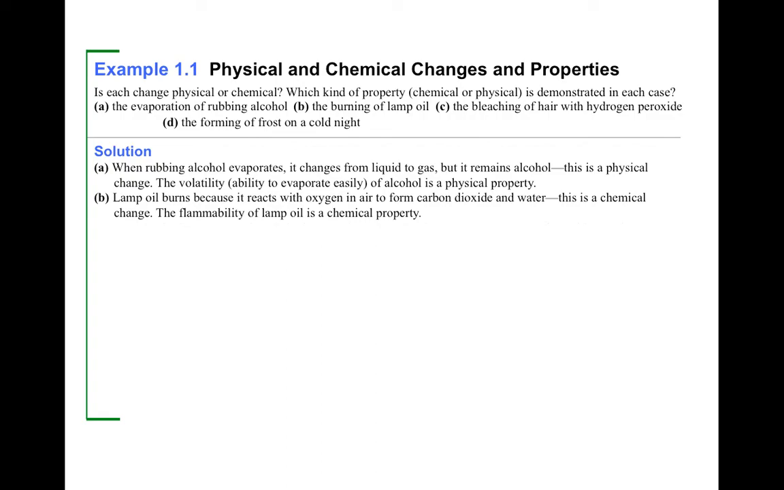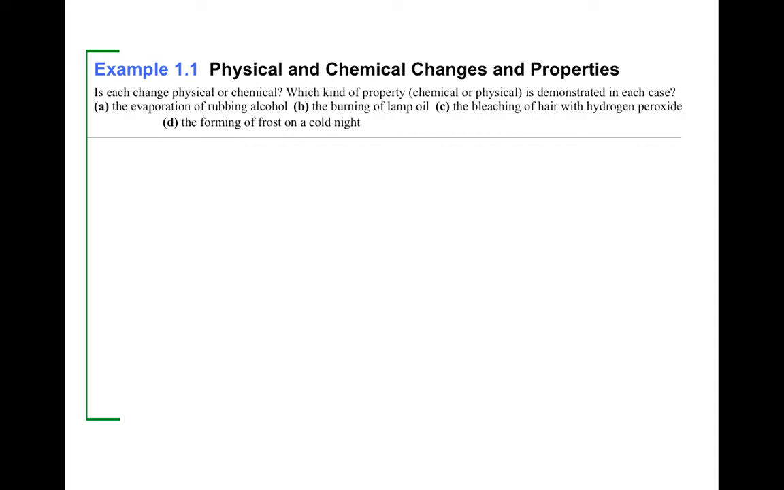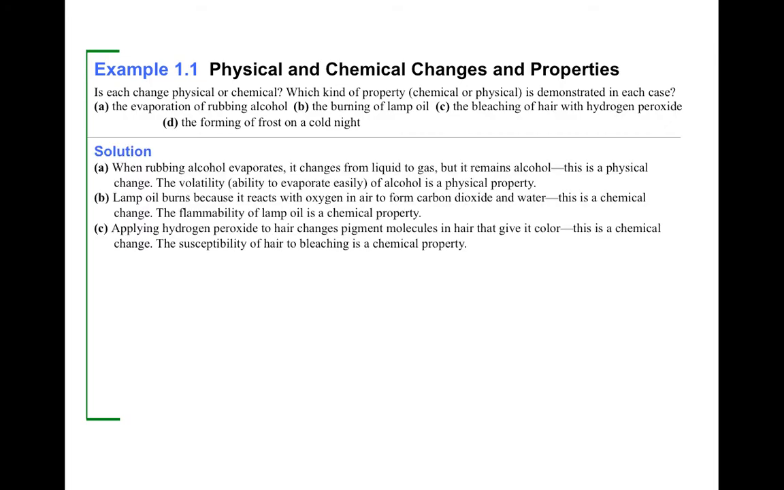What about the bleaching of hair with hydrogen peroxide? Well, that's definitely a chemical reaction, right? So it's a chemical change, and the property is the reactivity of hair with hydrogen peroxide. It's a reactivity, or its bleachability. Okay, applying hydrogen peroxide to hair changes pigment molecules in hair that give it color. There's a chemical change. Susceptibility of hair to bleaching.